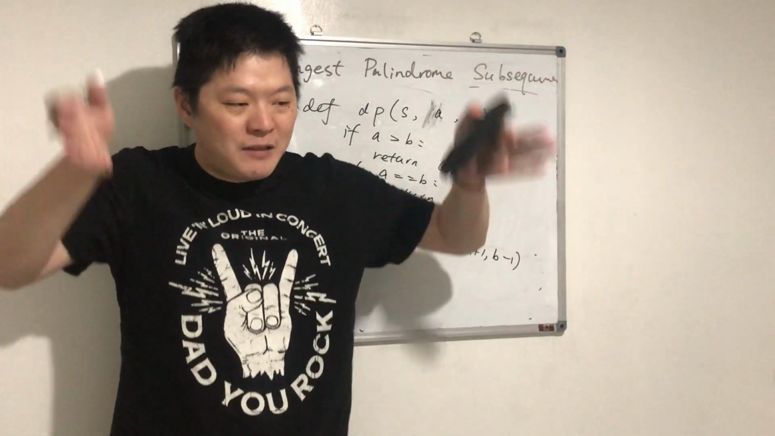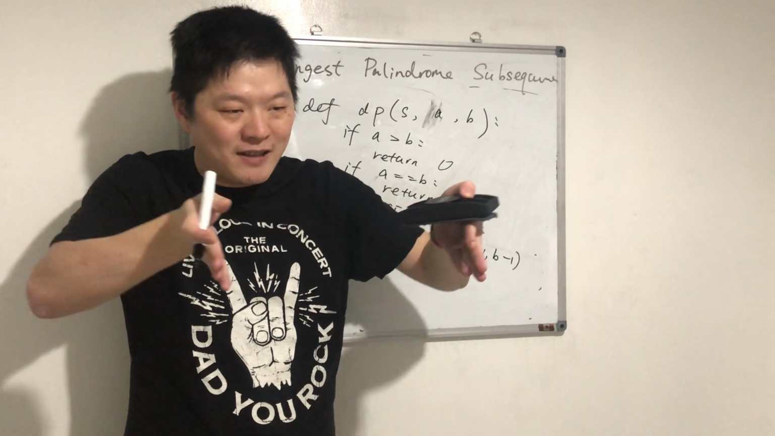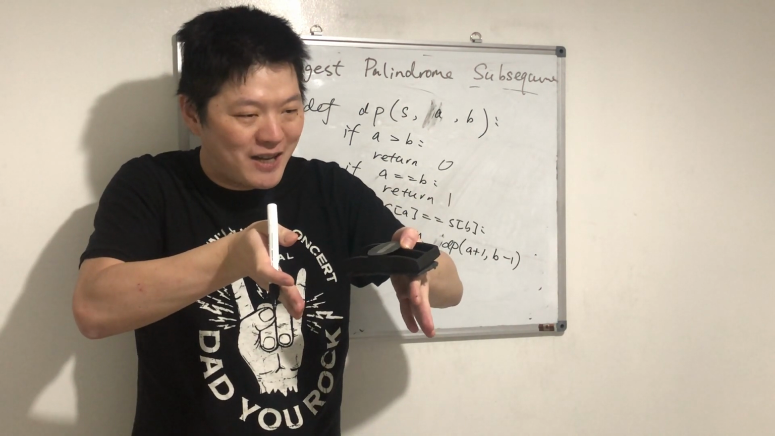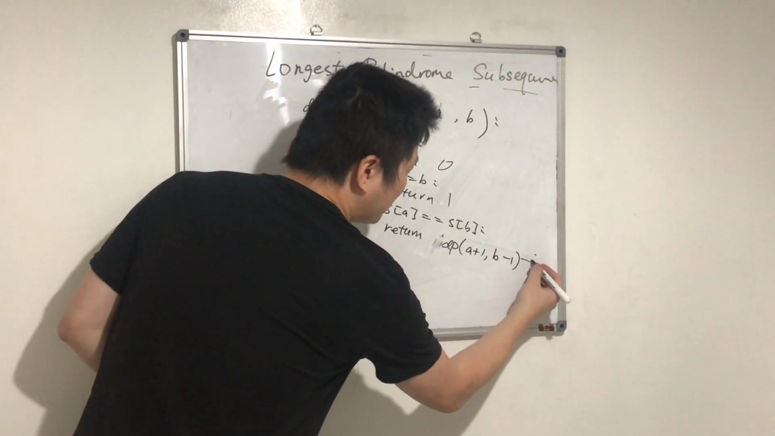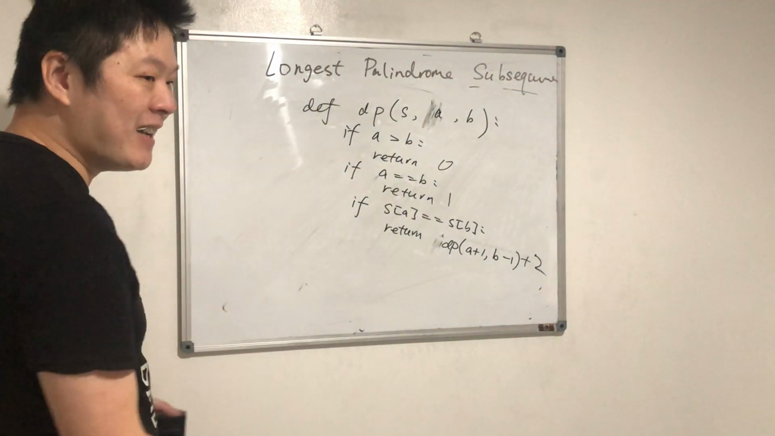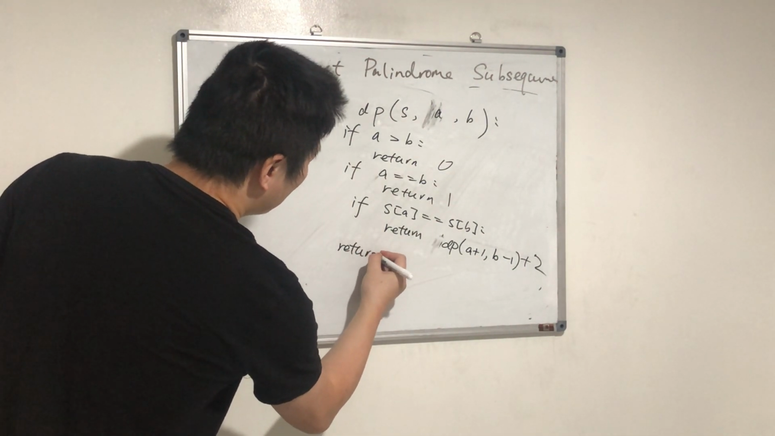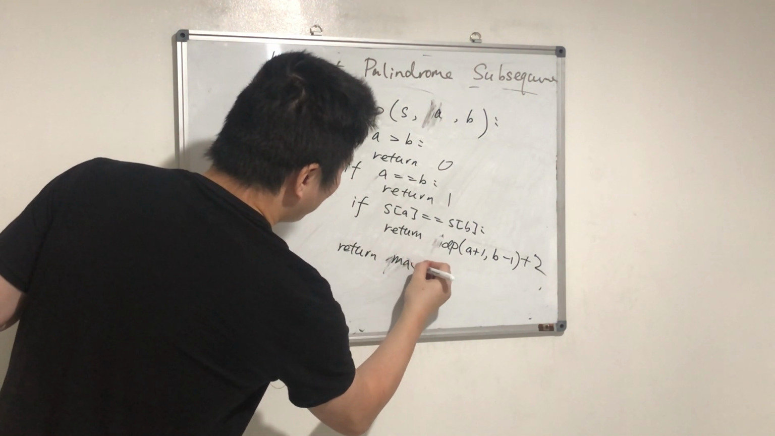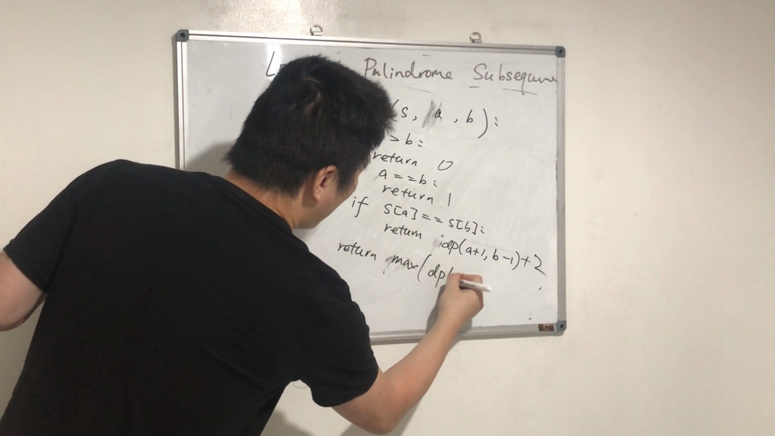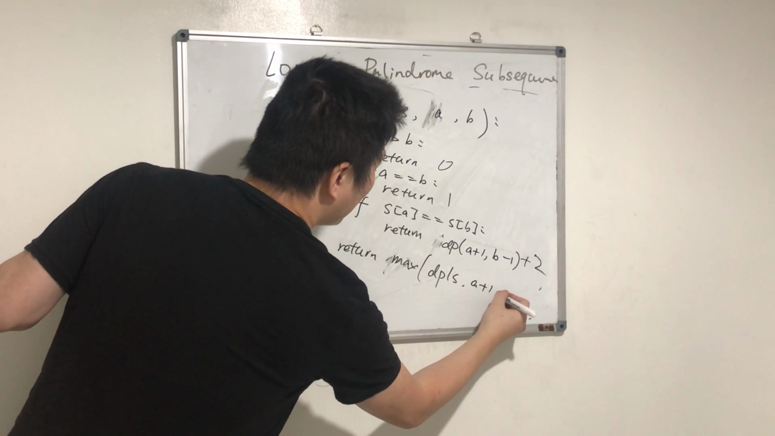If A equals B, if the string here A will be B, then it must be longer than the A plus 1, B minus 1 by how many characters? 2. Yes, plus 2. Okay, then otherwise we can return what? Return the maximum DP as A plus 1, what? A plus 1.